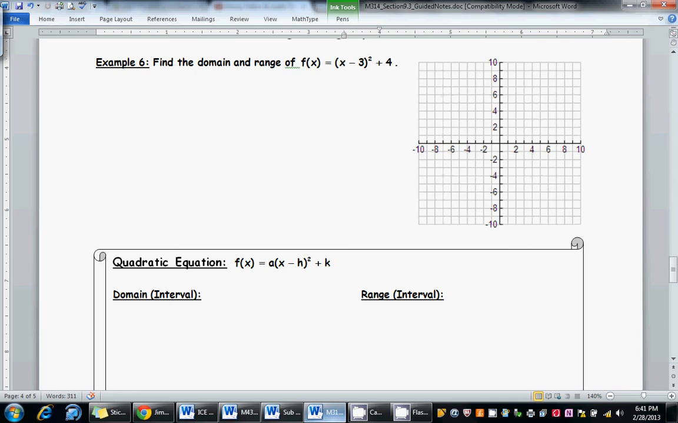Okay? So, this first one, find the domain and range of (x minus 3) squared plus 4. There's a couple of things that we can figure out from here, okay? And we'll touch on this more as we go along this chapter and next chapter. But here's what's happening here.